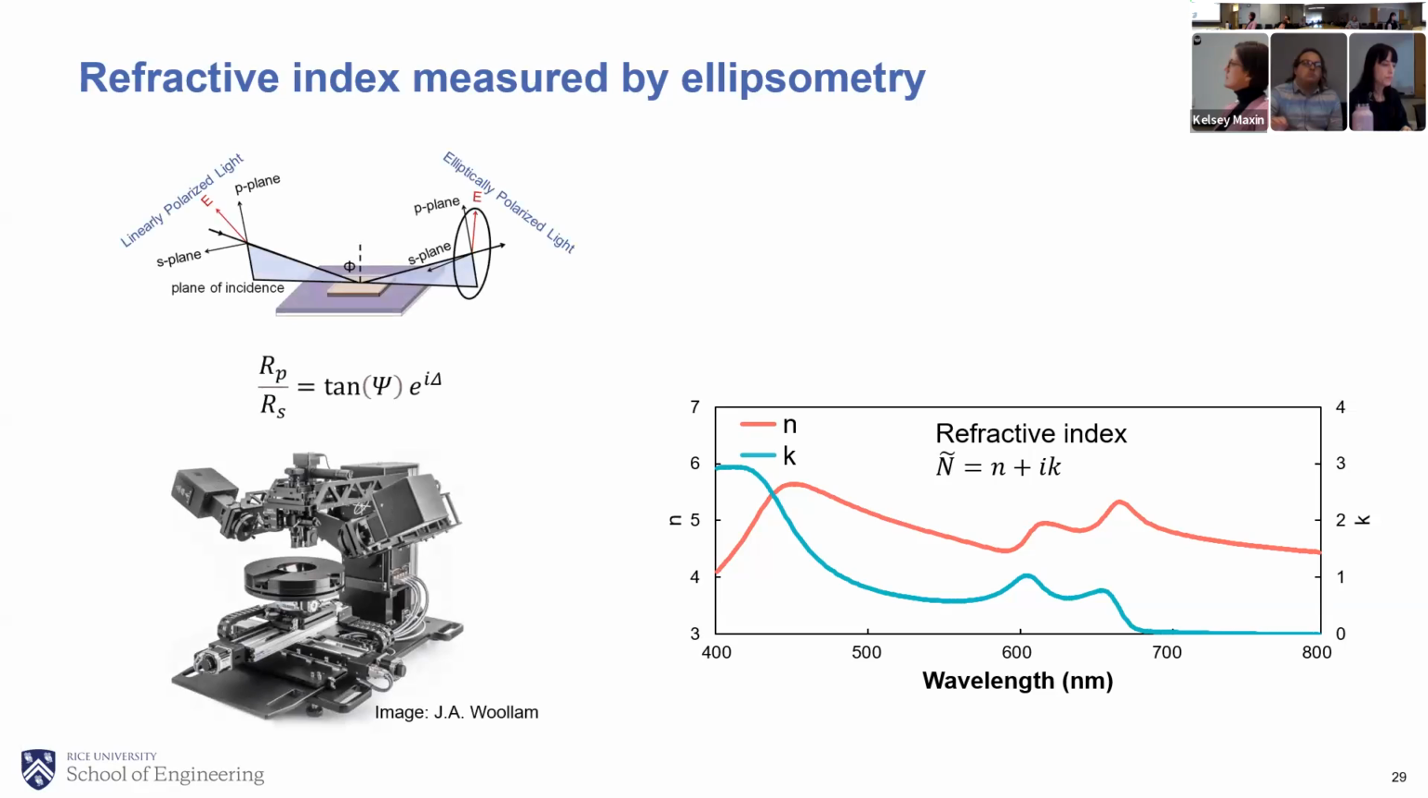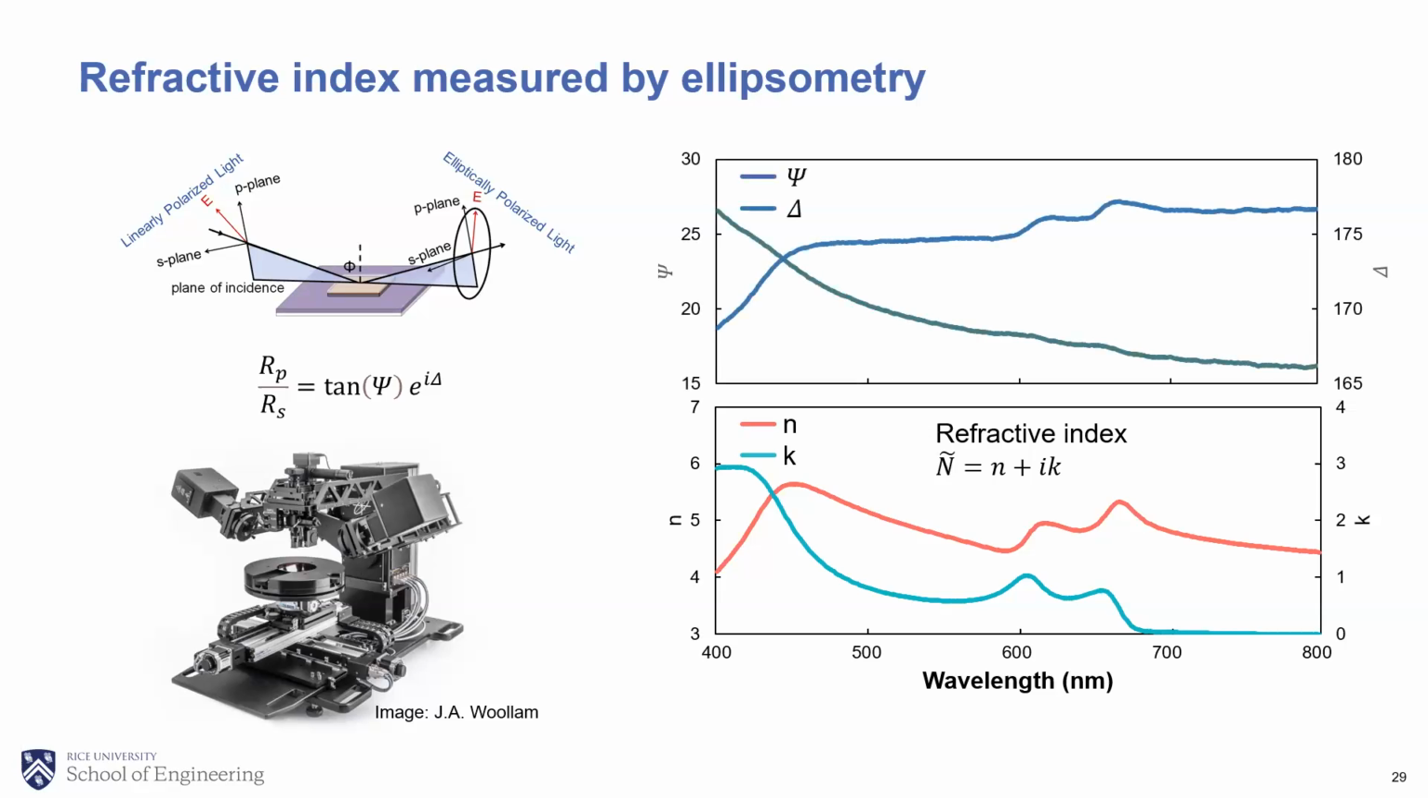Conventionally, we can measure N and K using ellipsometry. In ellipsometry measurements, we have incident light with a large incident angle, and then we measure the reflection coefficient with different polarizations. As a result, you obtain two parameters, psi and delta. Psi shows the amplitude of this ratio, and delta shows the phase of the ratio for different polarizations. So psi and delta are what you measure from ellipsometry, and your next goal is to obtain N and K from the measured psi and delta.